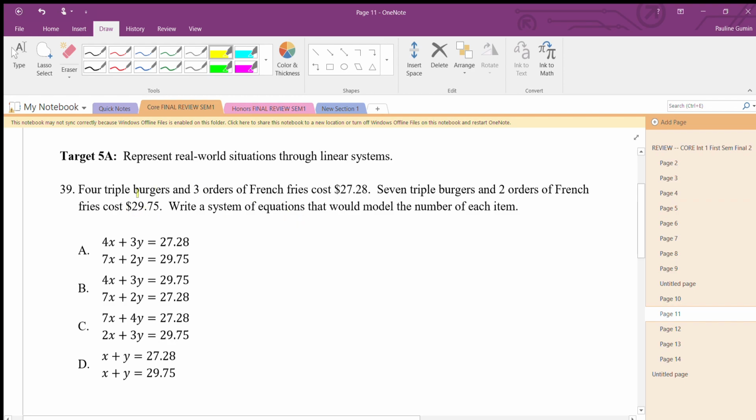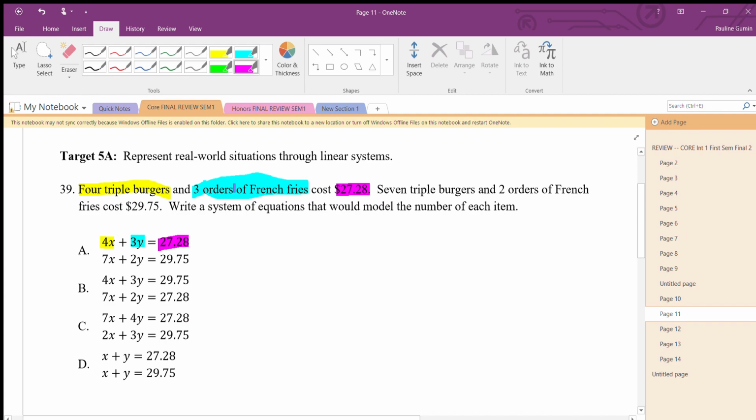Okay, well, let's take a look at this first sentence. We have 4 triple burgers, 3 orders of French fries, and it all cost $27.28. Well, let's see where we can find an equation like that. Okay, so 4x, that could be 4 triple burgers. And 3 French fries, perfect, cost $27.28. Wow, is that just really lucky?